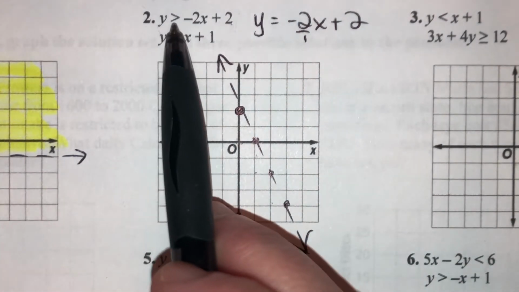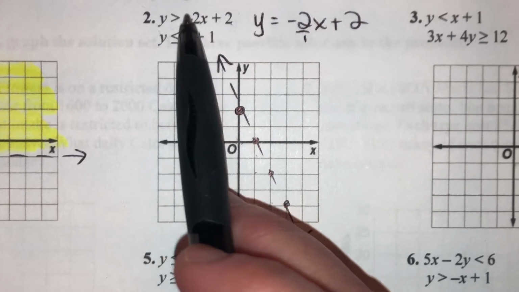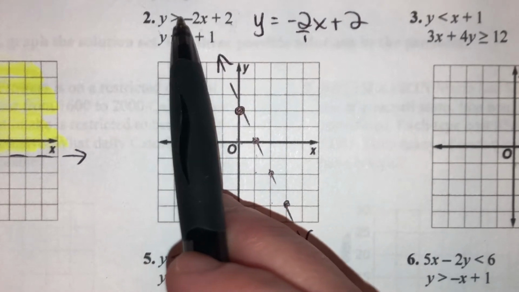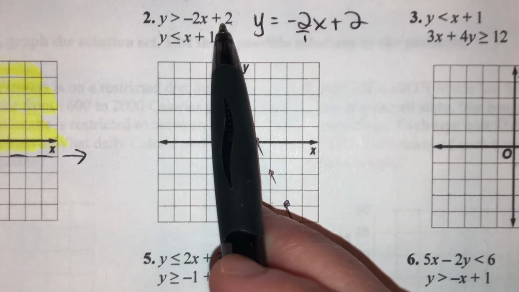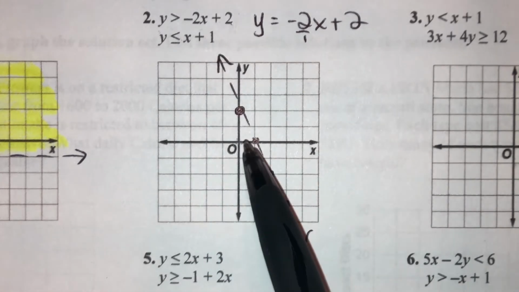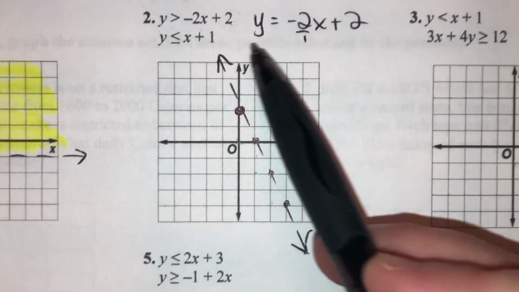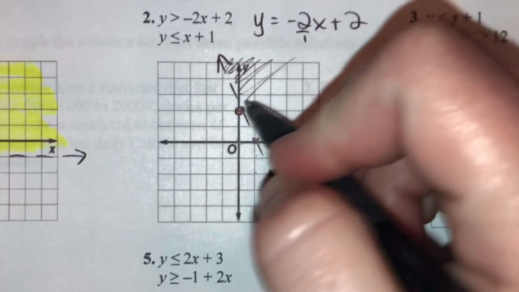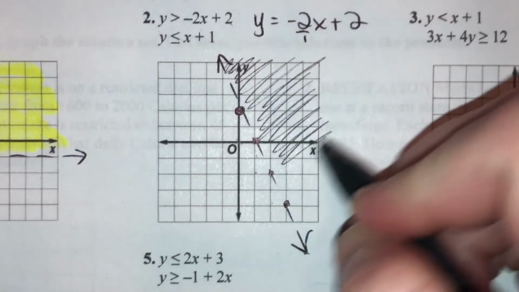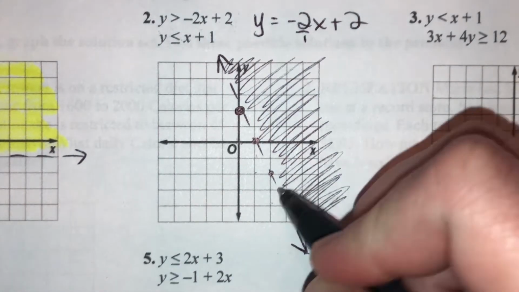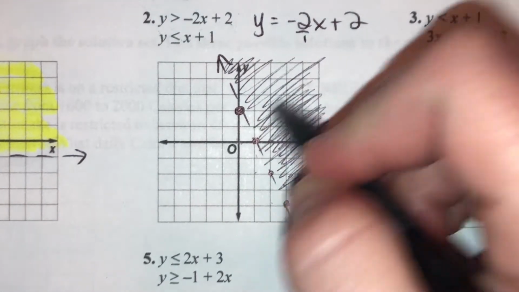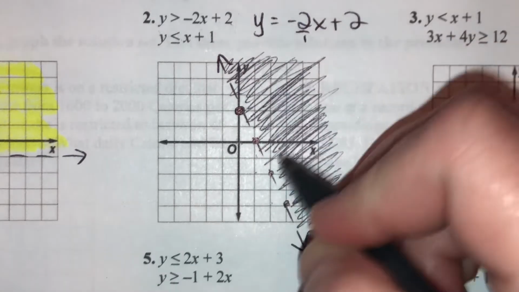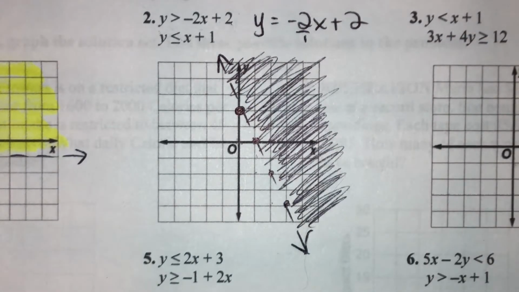So 0 is greater than, this becomes 0 plus 2. Is 0 greater than 2? No, 0 is less than 2. So 0, 0 here does not work. So I have to shade this way. I'm trying with my pen this time. So I'm going to shade this inequality. If you don't remember about graphing inequalities, go back to chapter 5. I believe it was lesson 5-6, and that's all graphing inequalities.